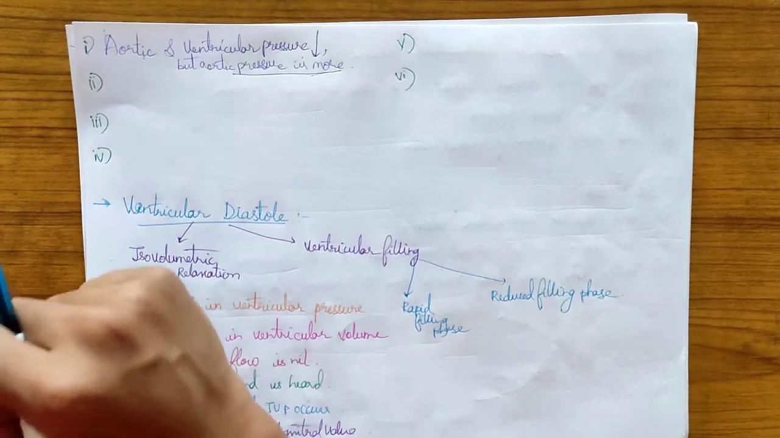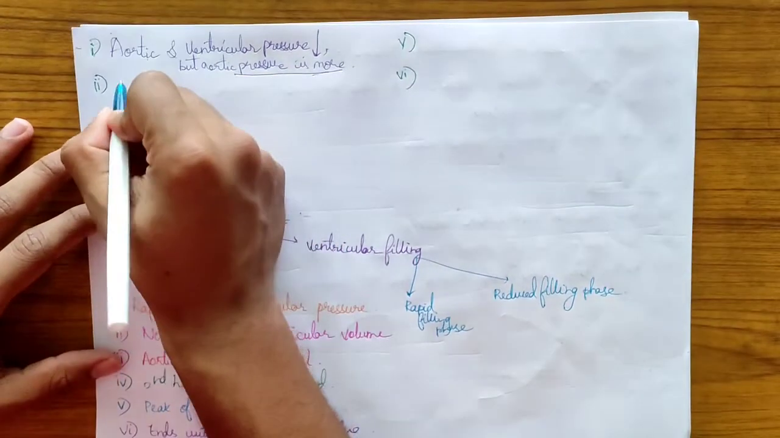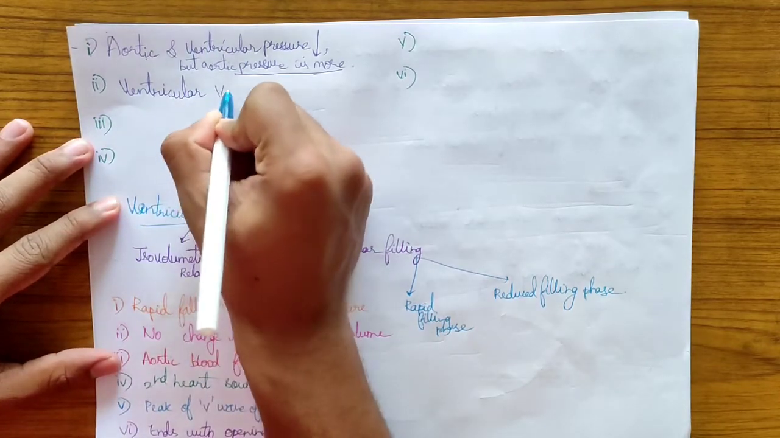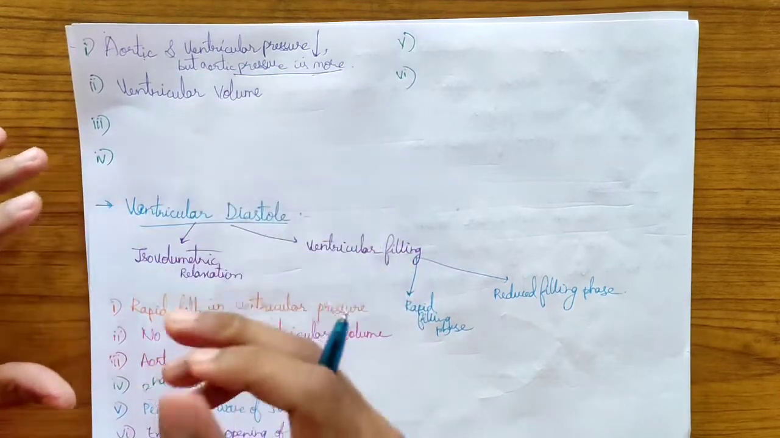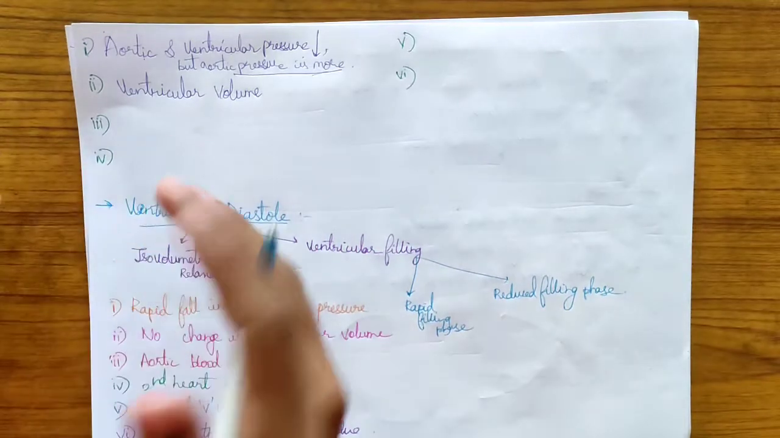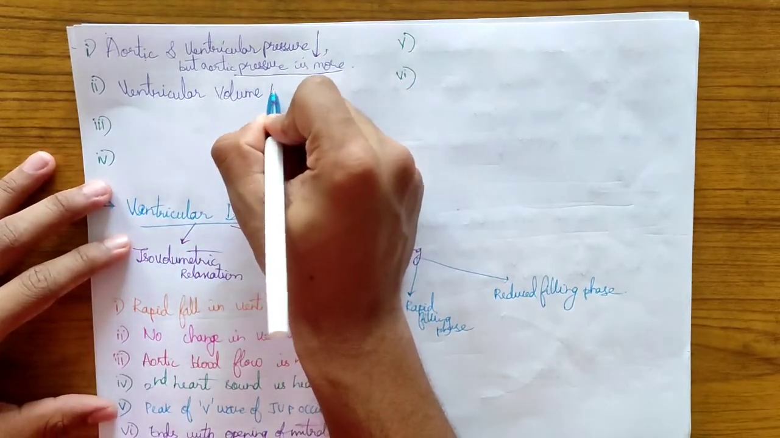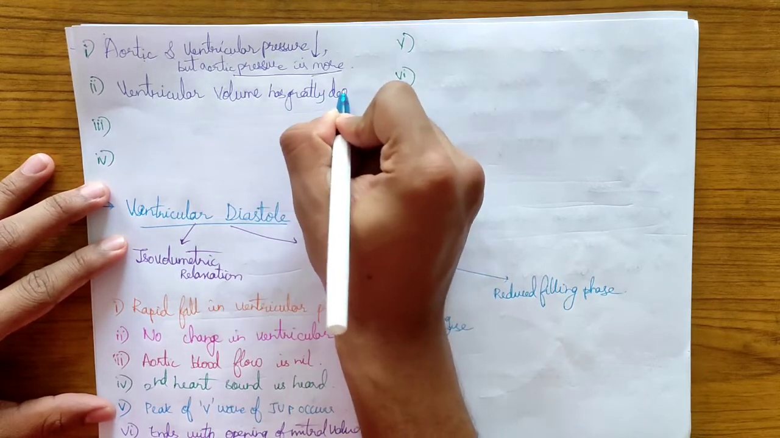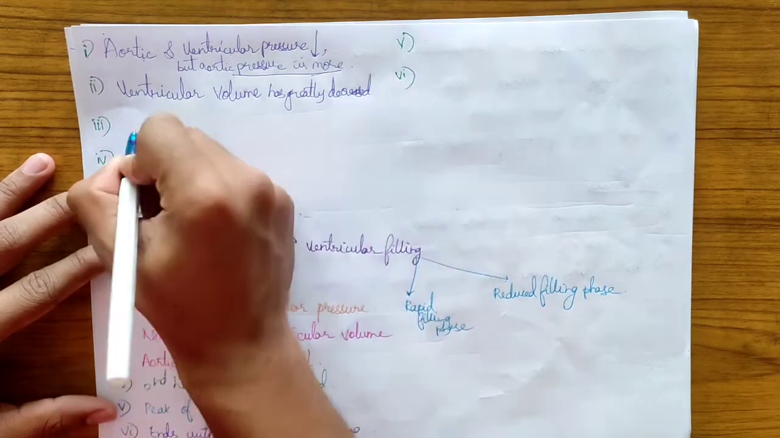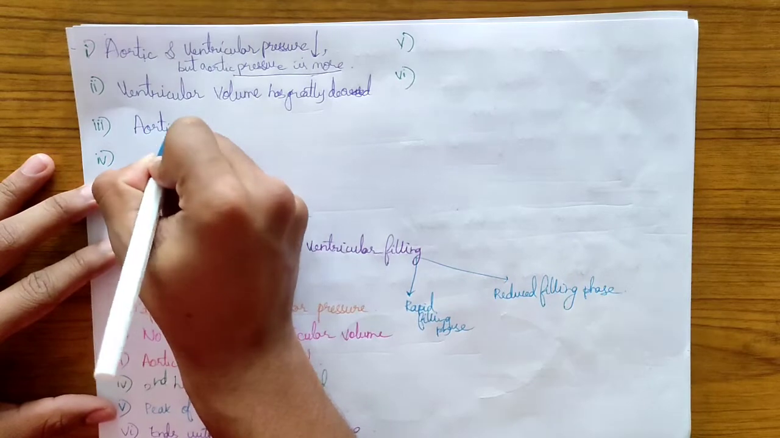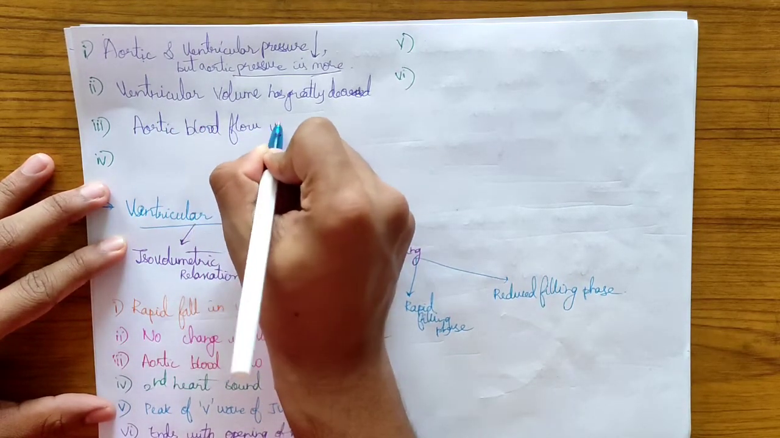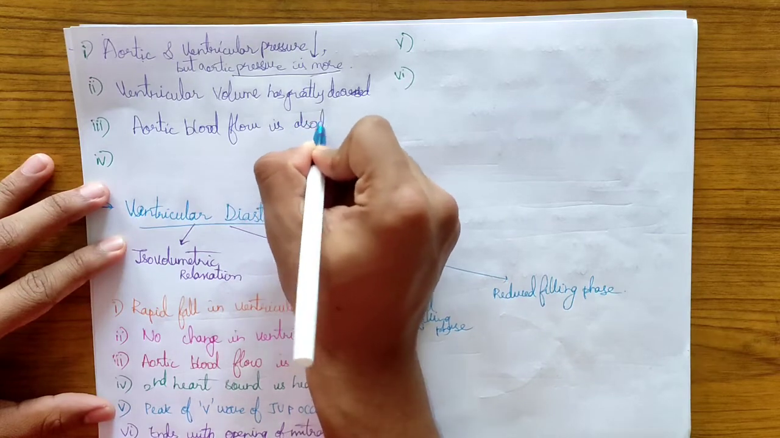So what is the second point? What about the ventricular volume? The ventricular volume is reduced. Can you correlate that most of the blood has gone, so therefore the ventricular volume has greatly decreased. The aortic blood flow is also decreased.